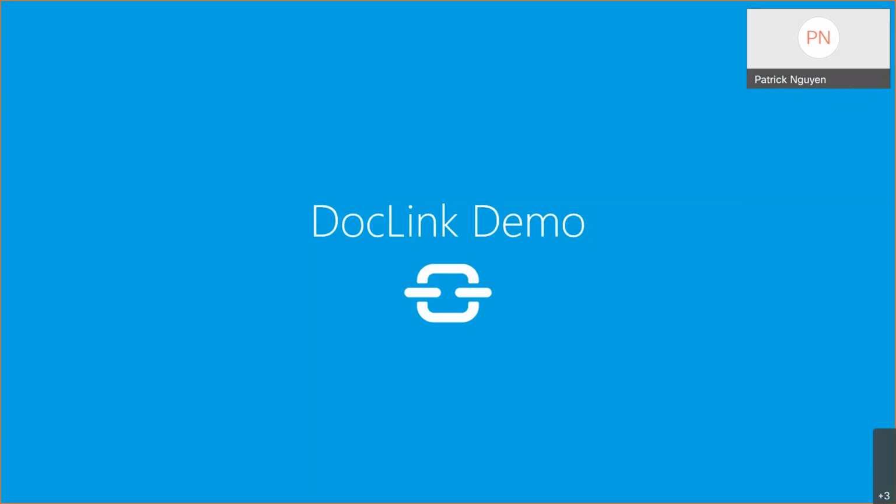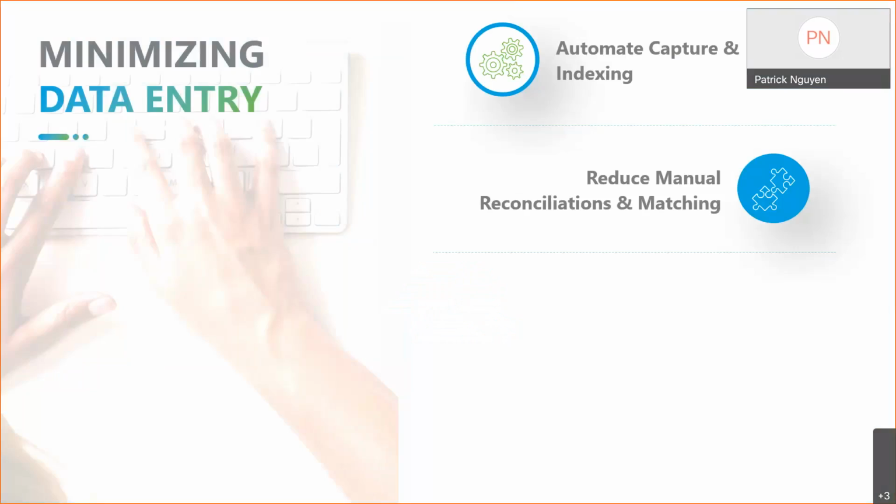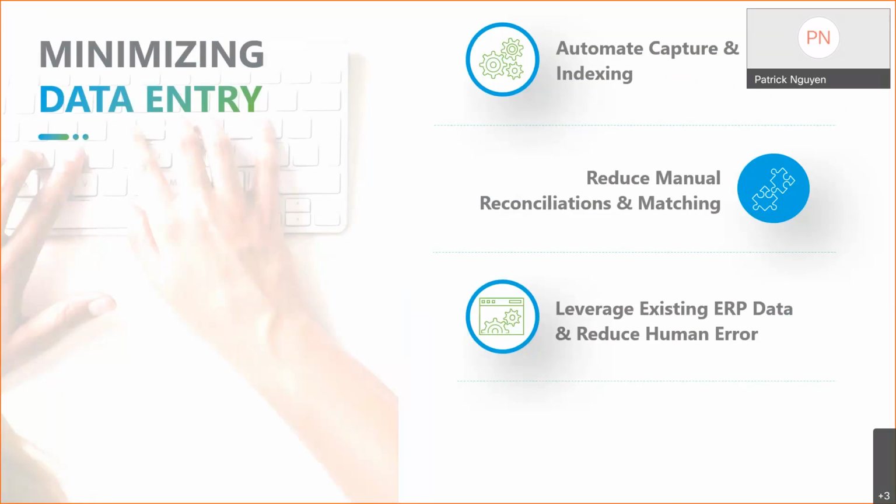Continuing on with our presentation, we're going to wrap things up here. Brian walked through the demo. The key takeaway from Brian's demo is that with DocLink, you're minimizing or eliminating data entry of your AP invoices into the ERP system by automating capturing and indexing of the invoices, reducing any manual reconciliation and matching for PO-based invoices, leveraging existing data in the ERP, such as geocode to code invoices, and then feeding the transaction into the ERP and allowing you to post and pay from there.